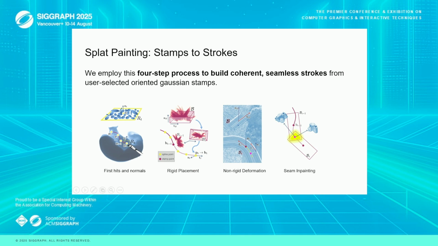To summarize, we build seamless strokes from subsets of Gaussians with a 4-step process. Estimate first hits and normals to build a user stroke with normal information, duplicate and rigidly place oriented stamps along the stroke, perform a non-rigid deformation to bend the stamps along the stroke geometry, and finally in-paint artifacted seams.